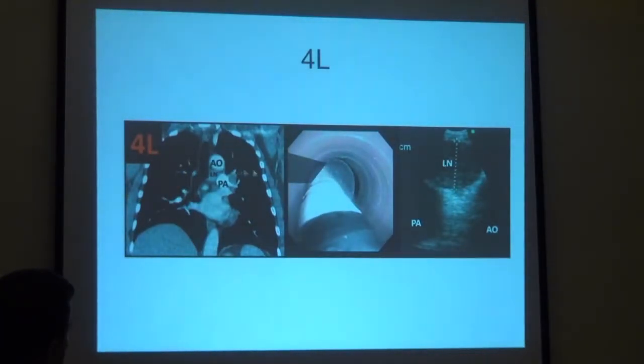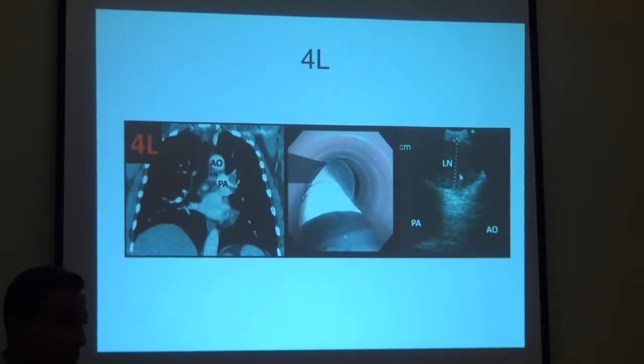This is again the endoscopic view correlation with the CT, and again, aorta, pulmonary artery, lymph node in between, this is 4L. Here, you're not able to see, but you're very close to the carina. In the previous images, you were up in the trachea for station 2. Here, you're very low, and this is what you see.